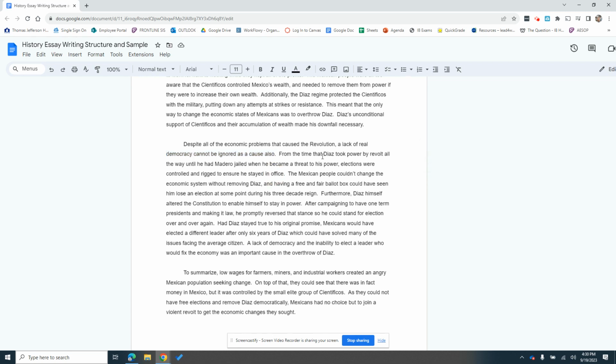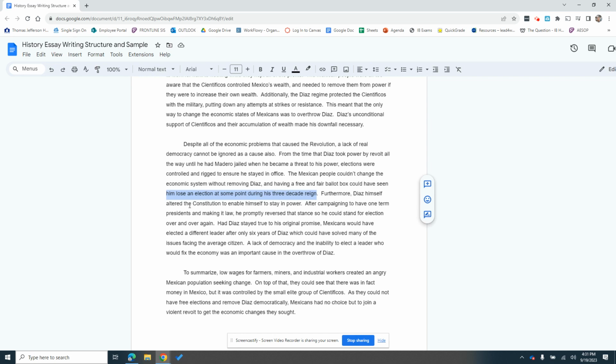So we have a few facts in here. Diaz takes power by revolt. He has Madero jailed. He's rigging elections to ensure he stays in office. So this is all a bunch of evidence thrown together into one strong statement, followed up with an explanation. "The Mexican people couldn't change the economic system without removing Diaz, and having a free and fair ballot box could have seen him lose an election at some point during his 3-decade reign." So, had there been elections, maybe Diaz is already gone. So this necessitates the need to revolt.